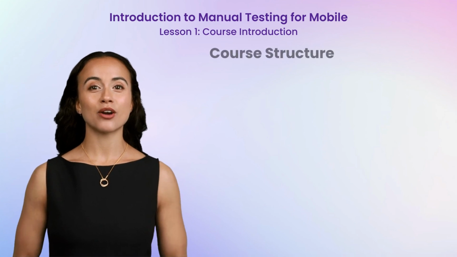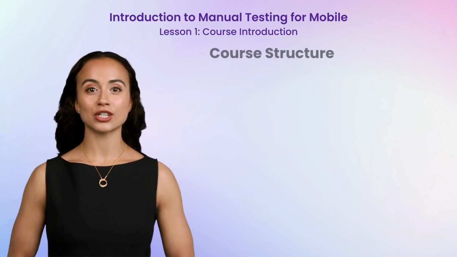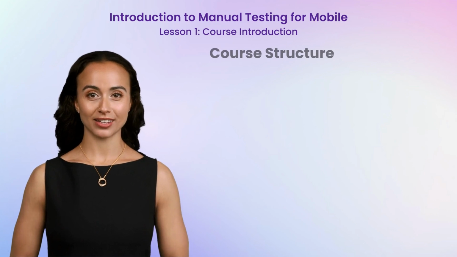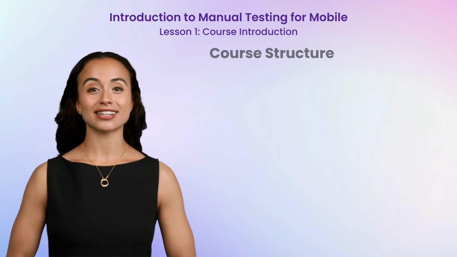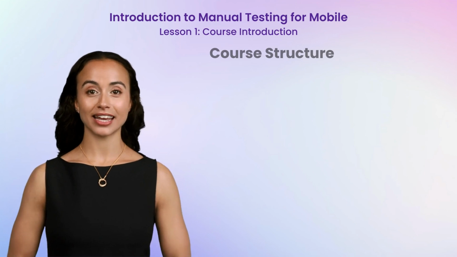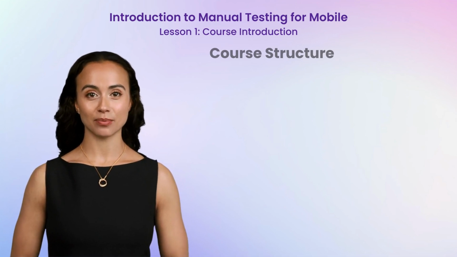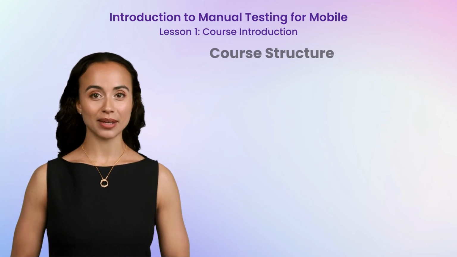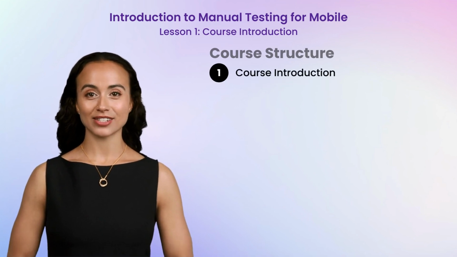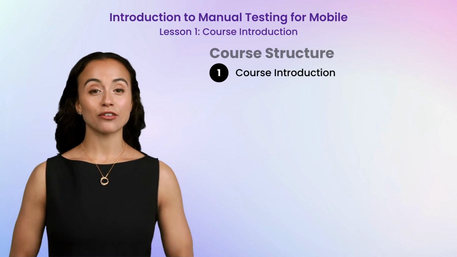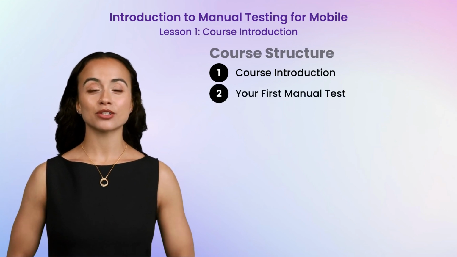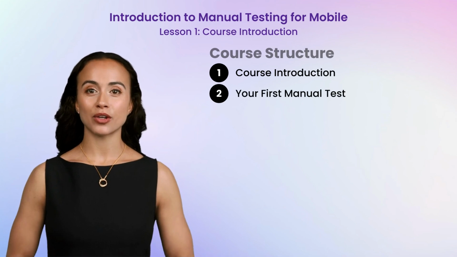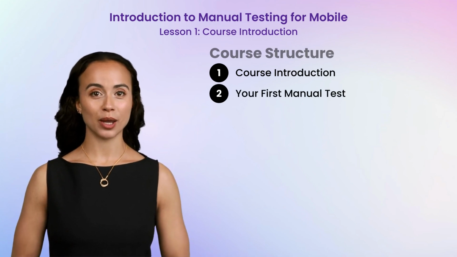Let's take a look at how this course is structured to help you achieve these objectives effectively. We've organized the course into 9 comprehensive lessons, each focusing on a specific aspect of manual testing with Kobiton. This lesson is the course introduction. Your first manual test guides you through launching a mobile device and performing your initial test on the Kobiton.com website.